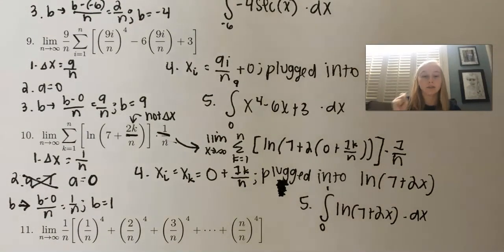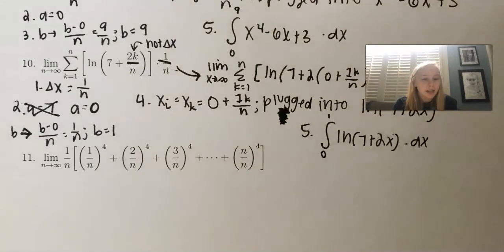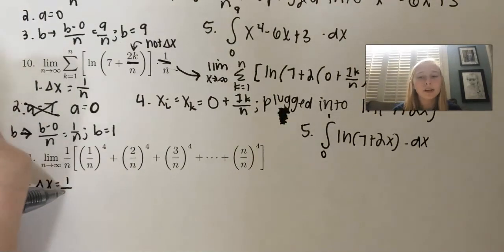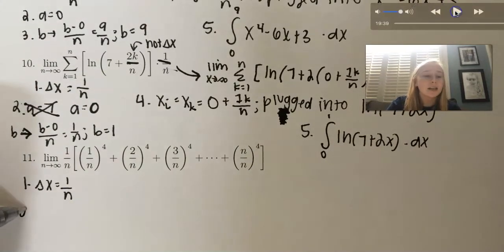Last one, guys. We can do it. Okay, so step 1. This looks a little different than what we have been doing, but we can still do it. We can still identify that delta x is 1 over n. It's just out here on its lonesome, so we know that.